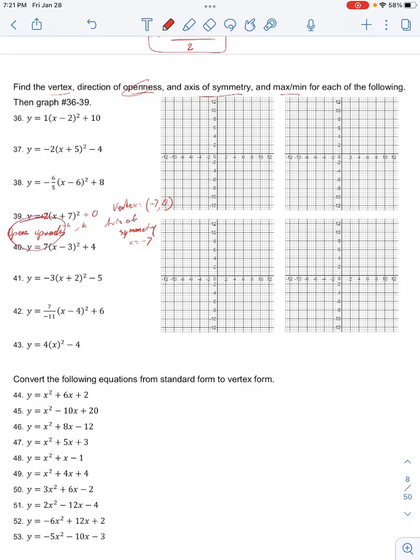So we have our vertex, and we have our axis of symmetry. And now we can go ahead and plot, or graph, this function. So we have negative 7, 0, and it opens upwards. It's also scaled by 2, so it's going to look a little skinnier than a normal parabola, but it'll look something like this if we just scale it roughly.